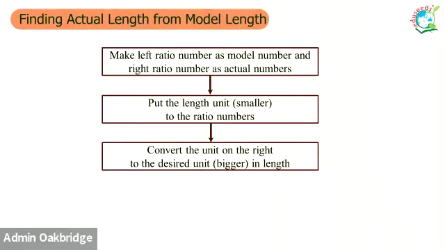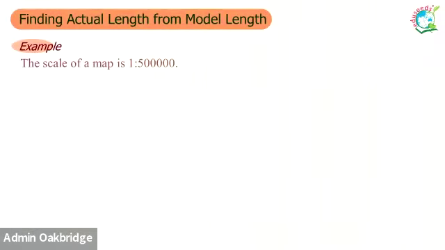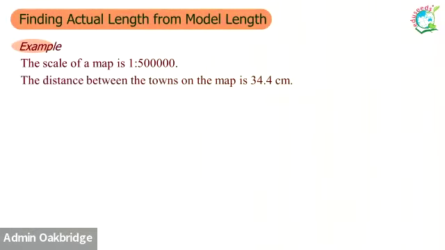This one is the bigger one. On the right-hand side, the right unit number, the ratio number, you should convert it to the bigger unit in length. And then find the actual length from the given model length. Okay, so let's see this example here.